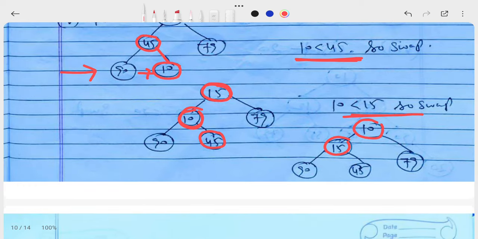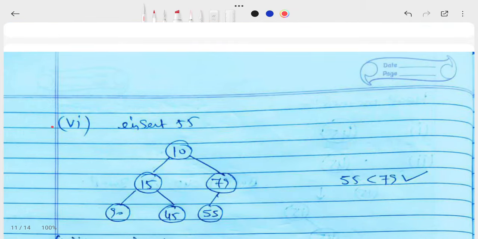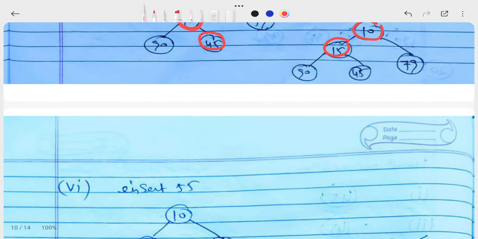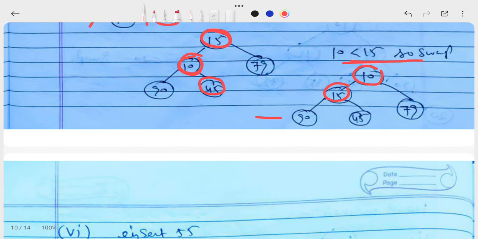I will tell why this is I am using spanning. Later we will explain. Actually this is a minimum heap tree. Okay, now next you have to insert 55. So according to this property, you insert 90, you insert 45. So next data will come here. Next data will come here.